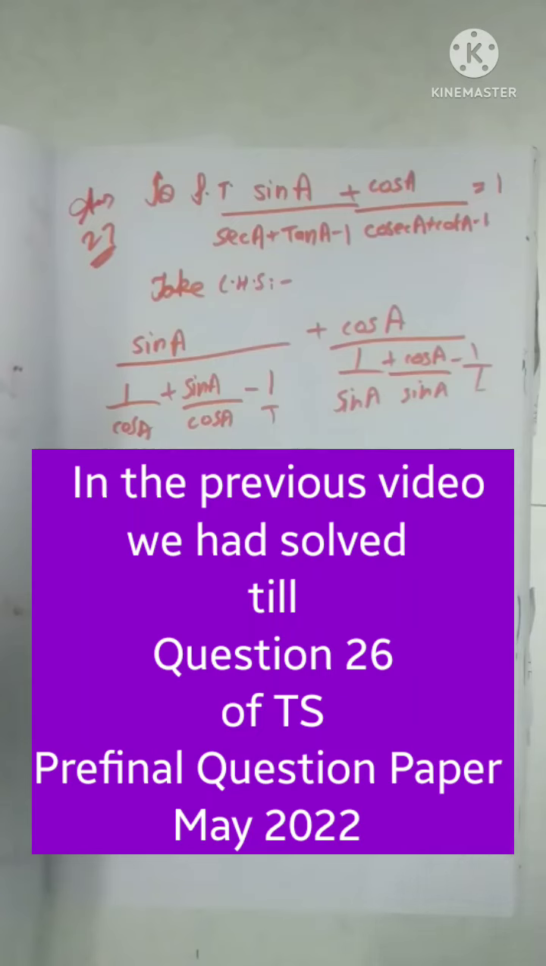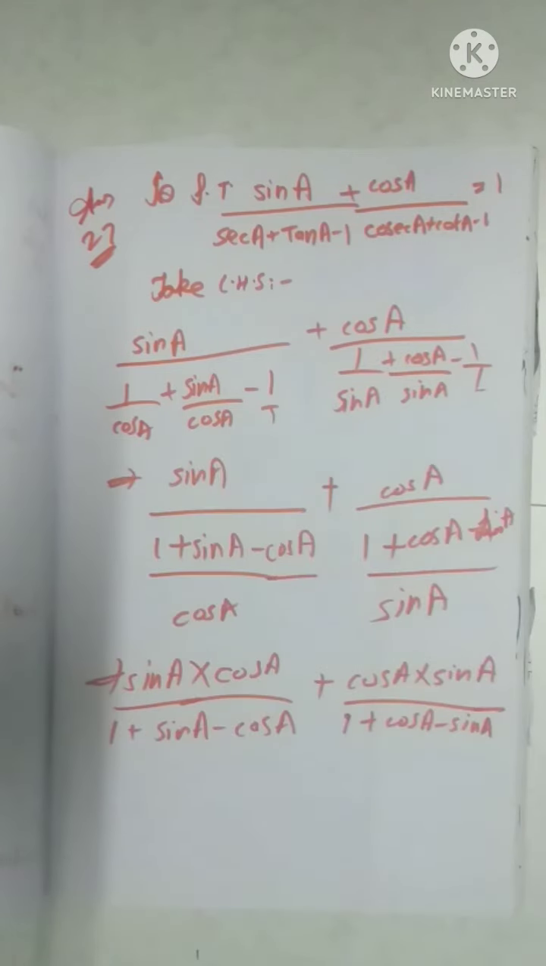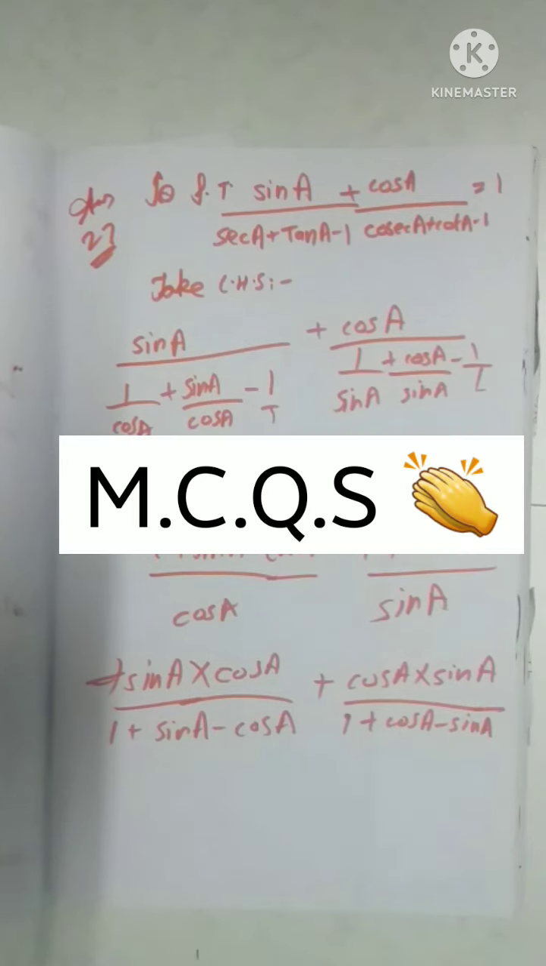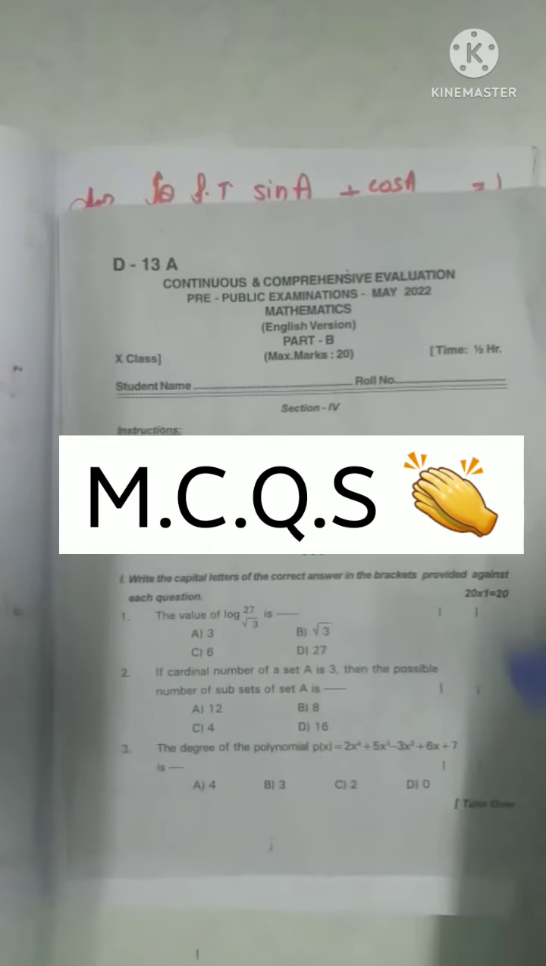See, in the previous video, we had done till question number 26 of the pre-final examination paper May 2022. Alhamdulillah, we have solved all the questions in part 1 and part 2 video. This is a part 3 video in which we will be solving question number 27, which is a trigonometric question, and question number 28, which is a mensuration question, and also we will be solving MCQs, that is multiple choice questions, or part B of the pre-final paper. So stay tuned and watch till end.